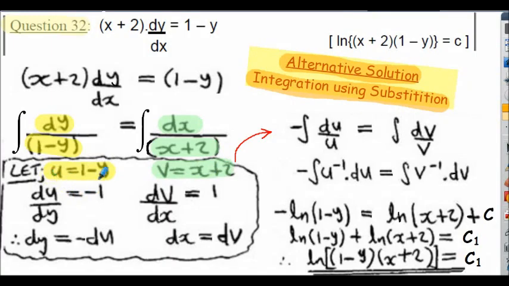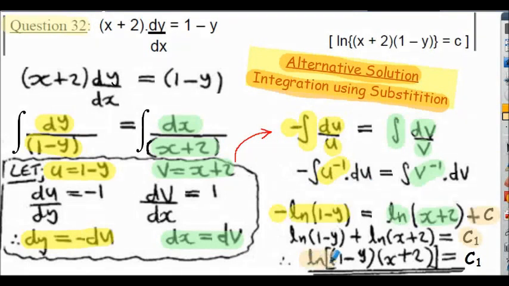Now we differentiate u with respect to y, and we find that dy is equal to negative du. On the right-hand side here we differentiate v with respect to x, and we find that dx is equal to dv. So on the left-hand side we have the integral of du divided by u, with a negative outside the integral. On the right-hand side we simply have the integral of dv divided by v. These are both standard forms, so ultimately we have the same expression here for c as we had in our previous solution. I just called the constant c1.